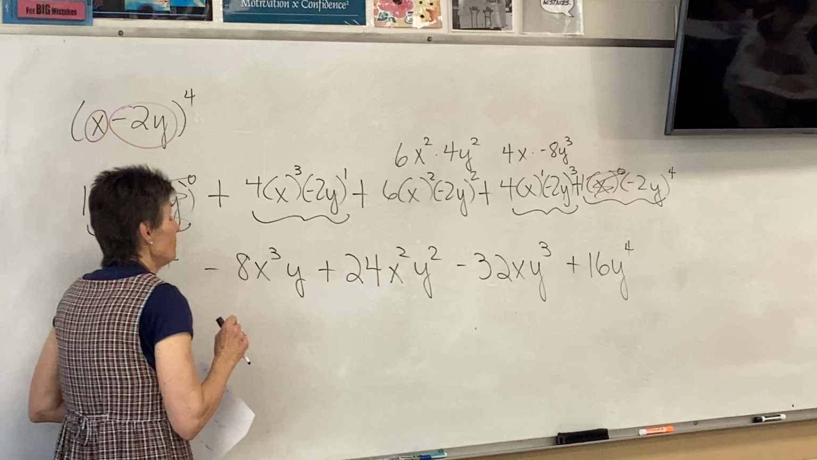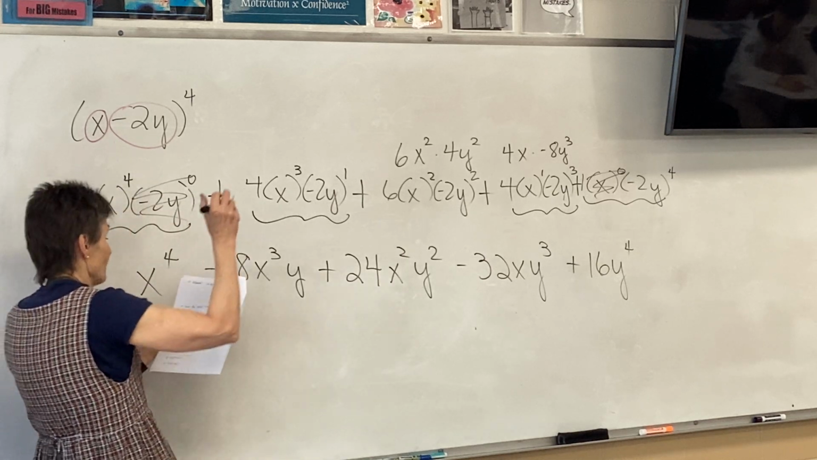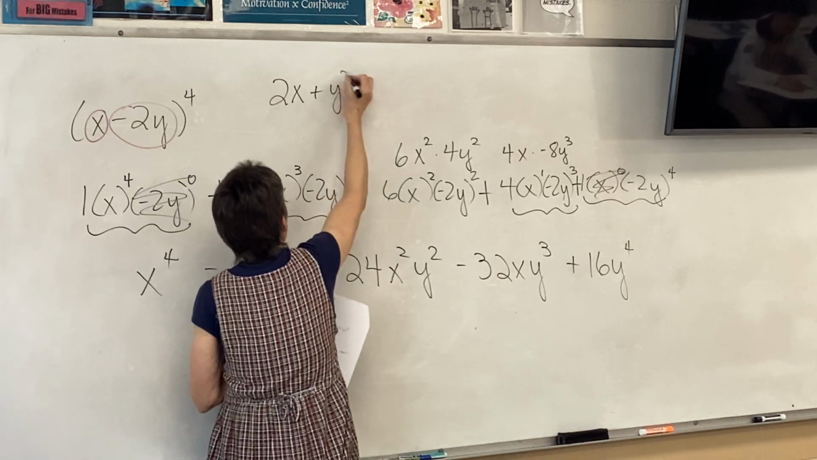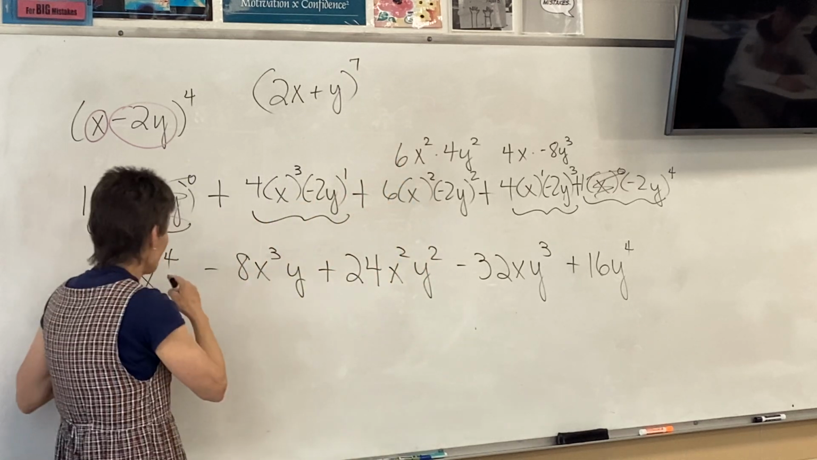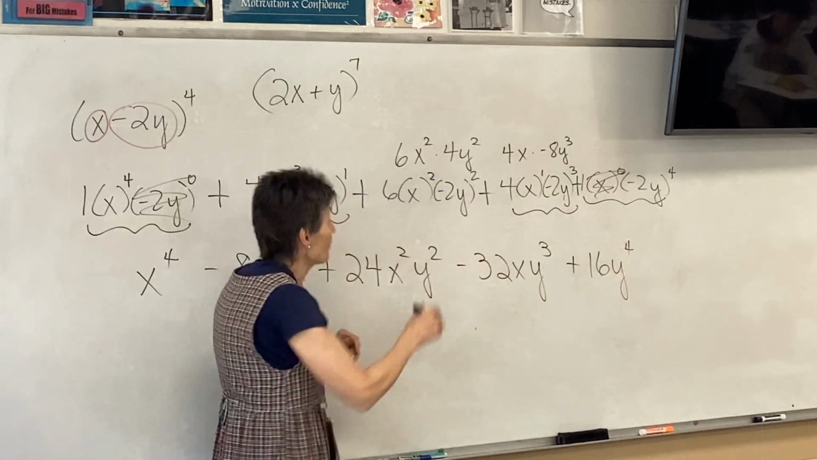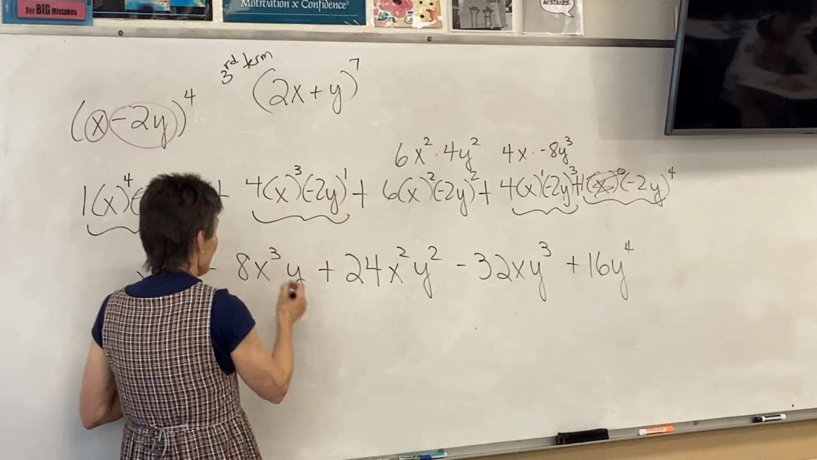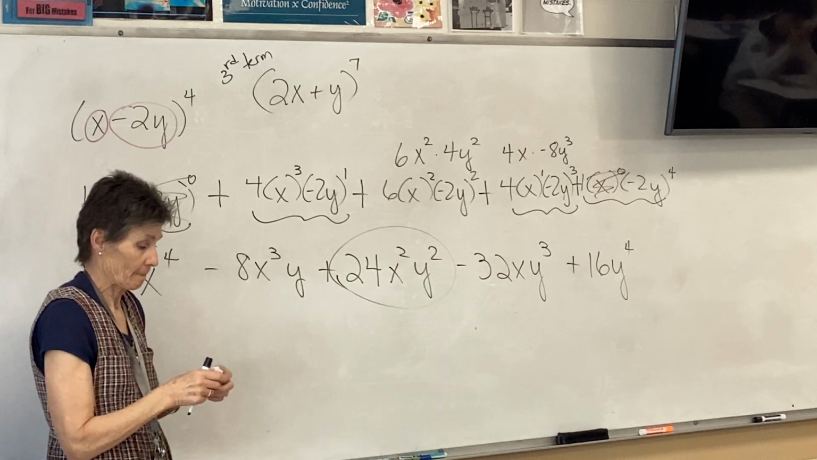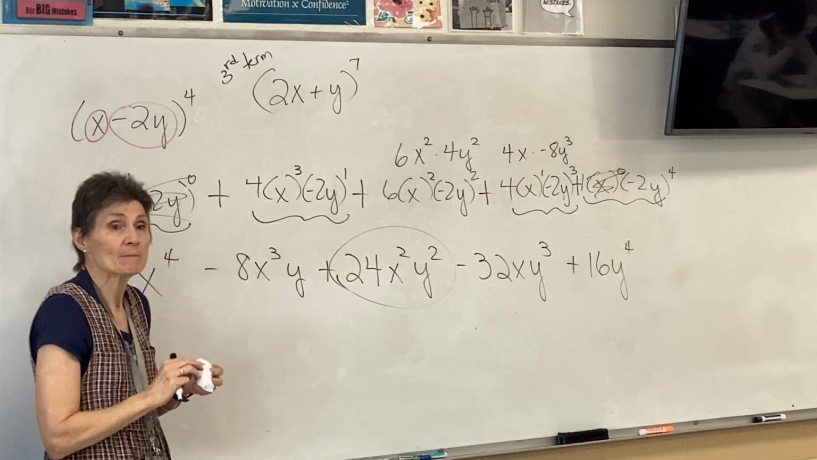Number 13. Stop yawning. Number 13 is really the same kind of problem, only it's a lot easier because instead of finding the whole thing, we're only finding the third term. So it would be like finding just this part, the third term. Okay? We're going to go through exactly the same steps.